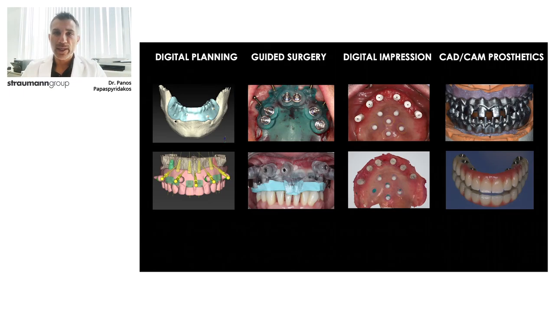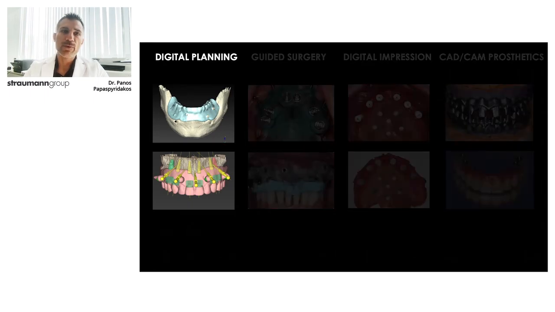Once the implants are placed, the prosthodontic phase starts. After the implants heal, we can take an impression. This can be a digital impression with an intraoral scanner. And finally, we can use CAD/CAM technology to fabricate the final prosthetics. So first things first, digital planning.